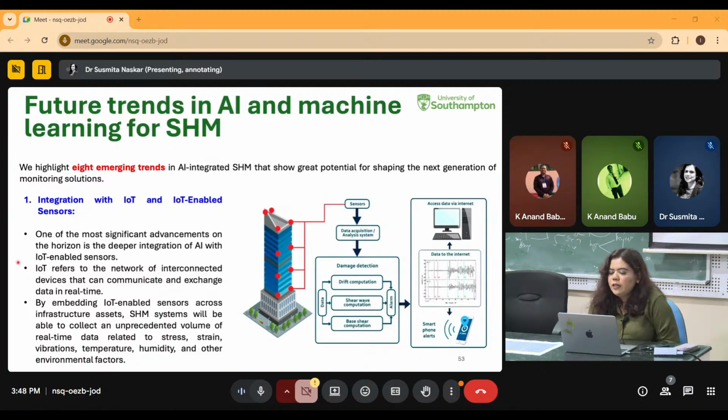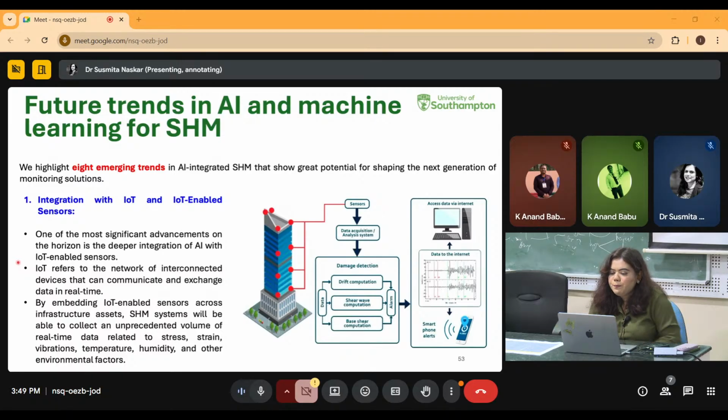So IoT refers to the network of interconnected devices that communicate and exchange data. And when we are talking about communication, we are talking about exchange of data. So it's all happening in real time, right? So that's the thing we are talking about. So by combining AI with IoT enabled sensors, a structural health monitoring system can automatically collect data, analyze data, and act on vast amounts of data without human intervention. So that's where the IoT sensors are very, very important, because everything is happening in real time, right?